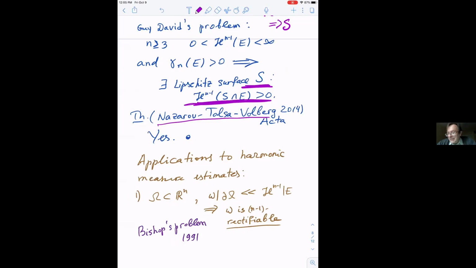If you allow me, I will tell you a joke which belongs to Peter Jones. This is what he said about these books. He said that these books were read by exactly 4 people. So this is the 2 authors, Stephen Semmes and Guy David, me, Peter Jones, and somebody else. Well, frankly, I was the somebody else. It's really tough reading.